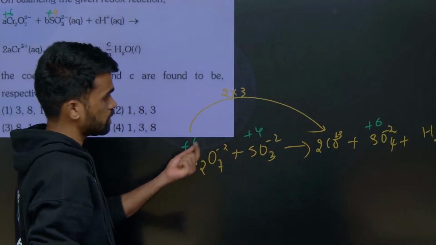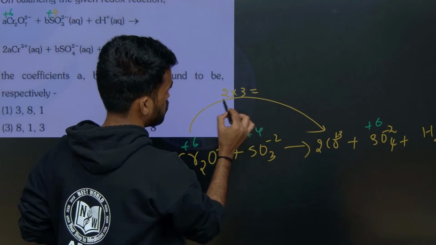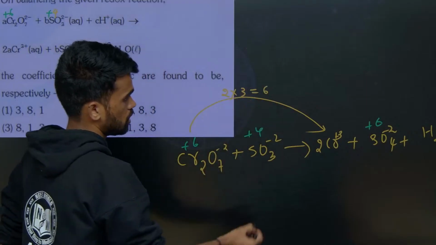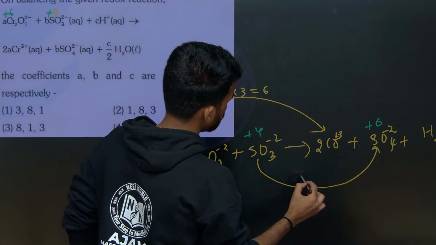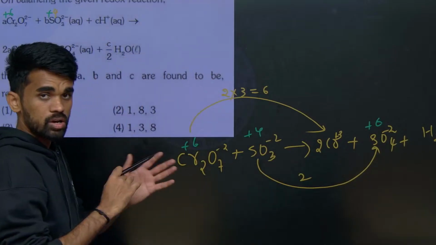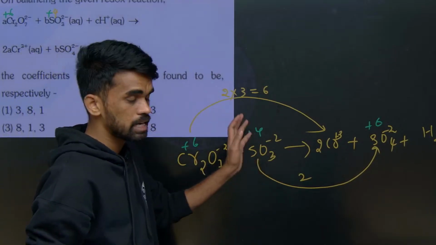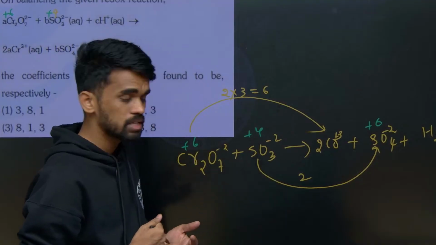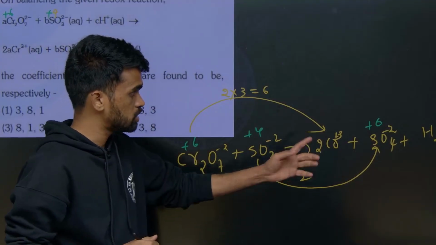So for 1 atom it is 3, for 2 atoms it is 2 into 3, 6 electrons are changed. From here to here, how many? 2 electrons are changed, like gaining and losing of electrons taking place. Now that is what I am saying as electron change. Like this you can find.